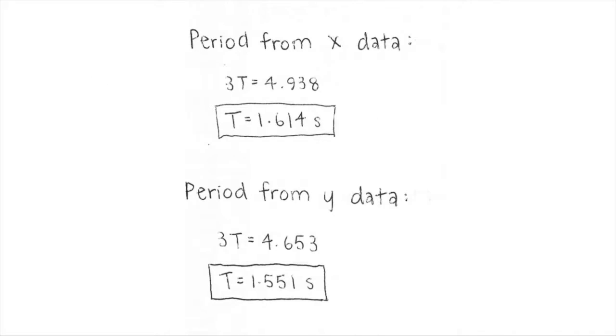Using the data I obtained in Tracker, I calculated the period of oscillation from the X data to be 1.614 seconds, and I calculated the period of oscillation from the Y data to be 1.551 seconds. The vertical and horizontal periods don't have to be the same. The vertical period depends on the spring constant, and the horizontal period depends on the force of gravity. However, in this case, the x and y periods are very close to each other.